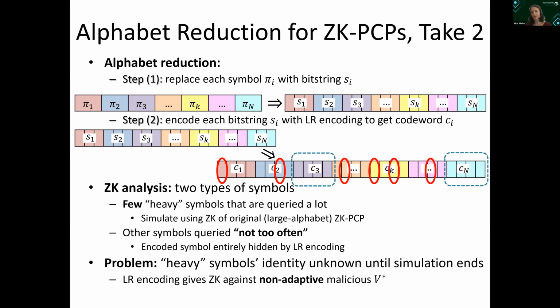However, notice that to perform this simulation, we need to know in advance which symbols are heavy and which are not, because we're simulating them differently. And this means that what we're getting is zero knowledge against a non-adaptive malicious verifier.